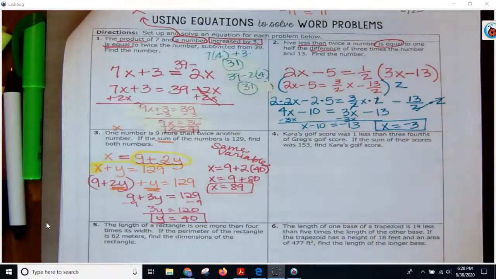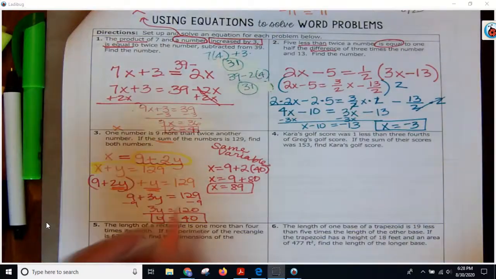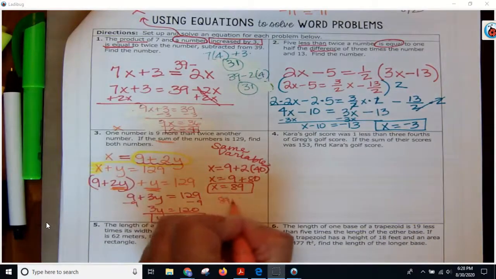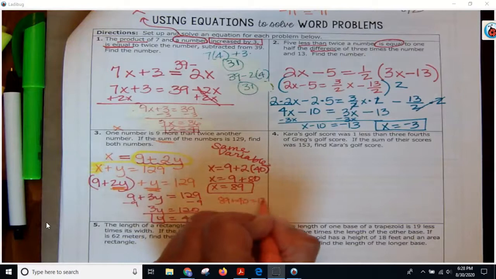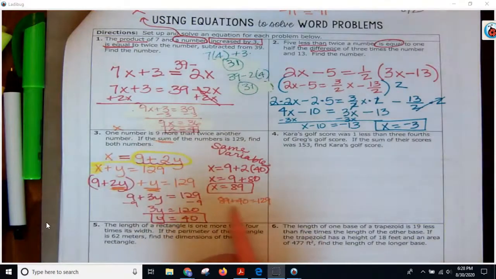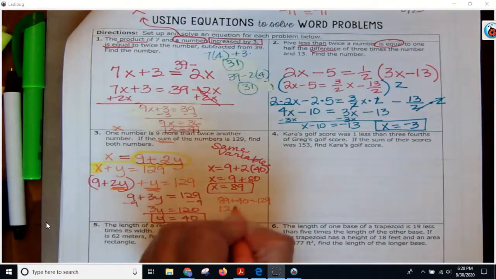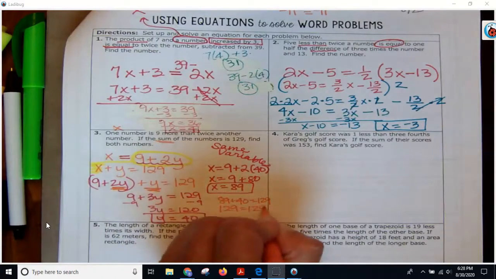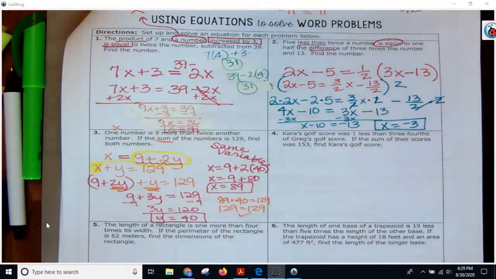All right, now the big question is, so I've got my y equals 40, my x equals 89, but the big question is, does 89 plus 40 equal 129? And you can add them together and you will find out. You betcha. Check. So we've checked that answer.